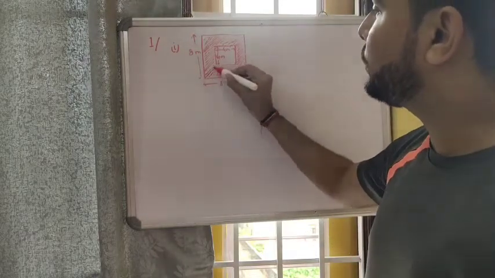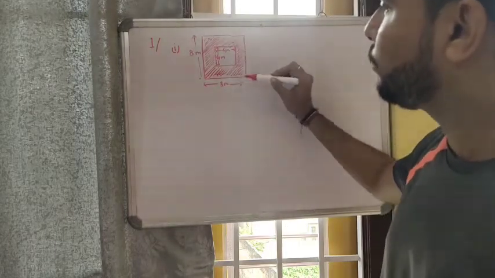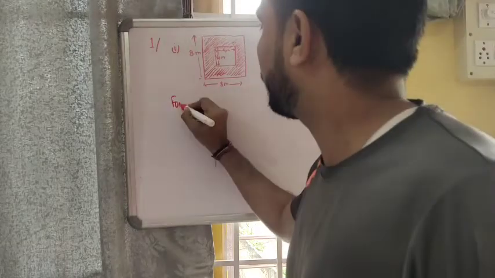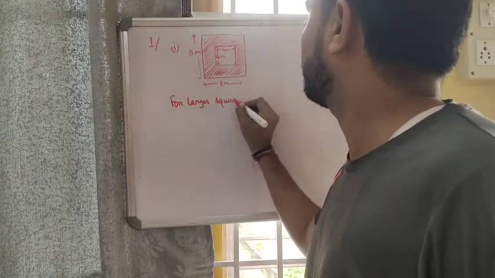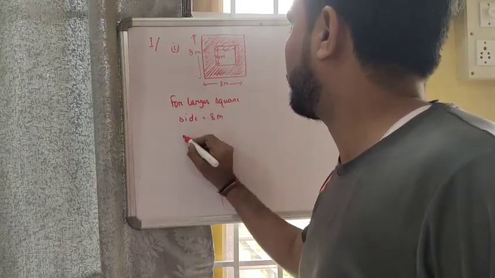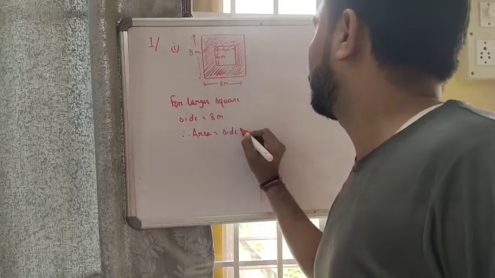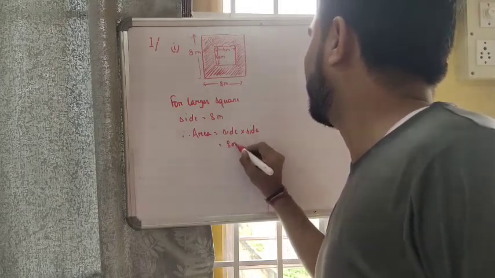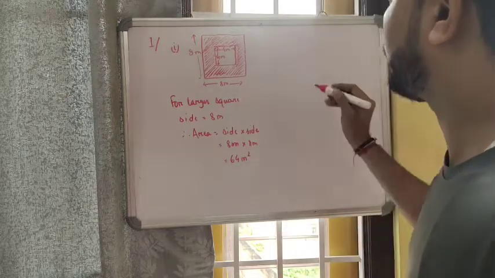So for finding the area of the shaded portion, what can we do? We can find the area of the larger square, whose side is 8 meter. So you can write like this, for larger square, side is equal to 8 meter, therefore you will write area is equal to side into side, which is equal to 8 meter into 8 meter, 8 into 8 is 64 meter square.